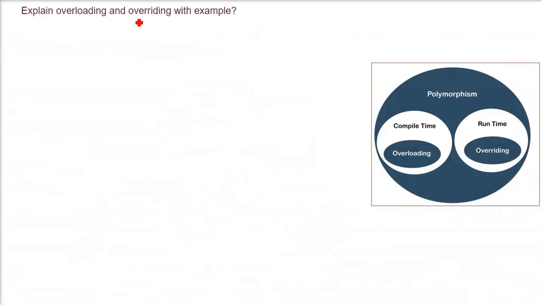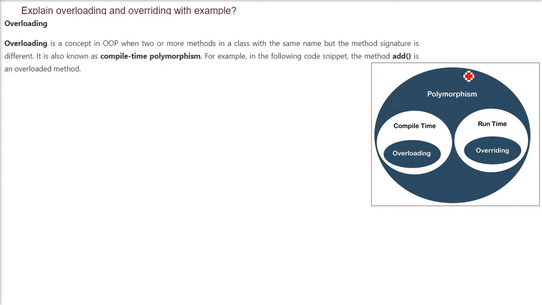Explain overloading and overriding with example. Now let me tell you that in Java, there are some basic building paradigm concepts. Polymorphism is also one of them. So polymorphism means many shapes, or many roles, many functions.